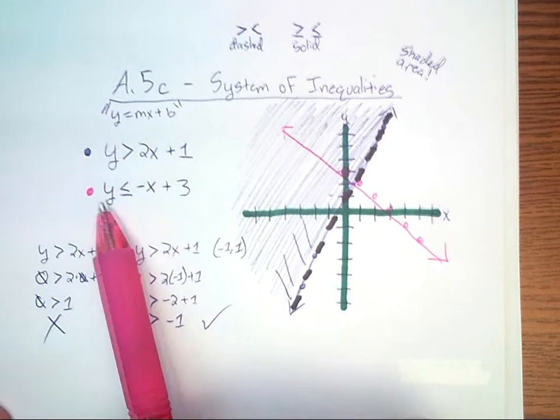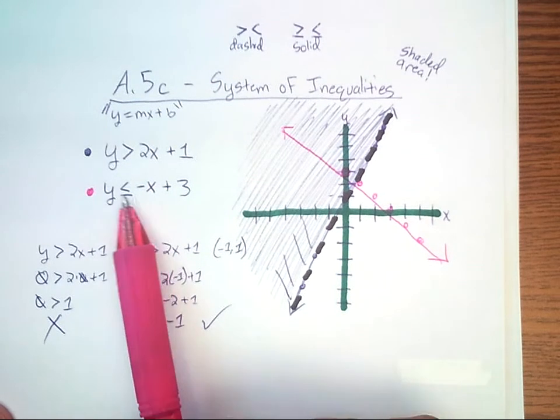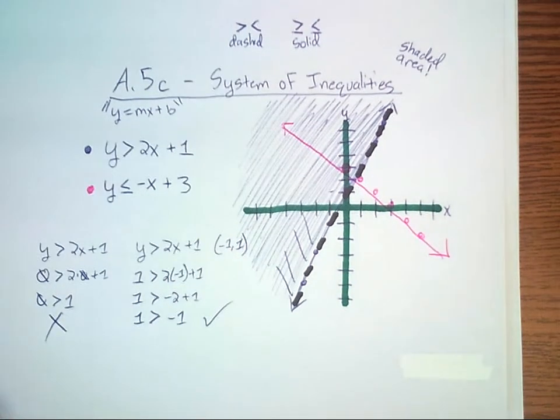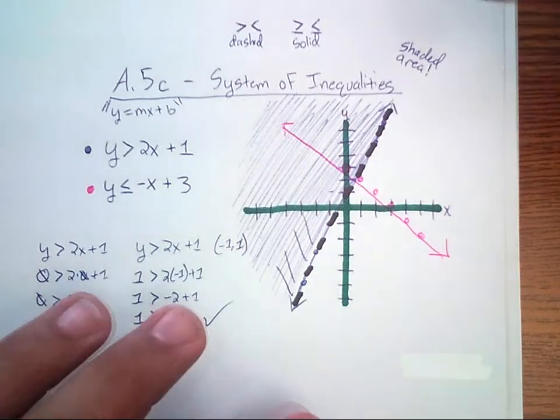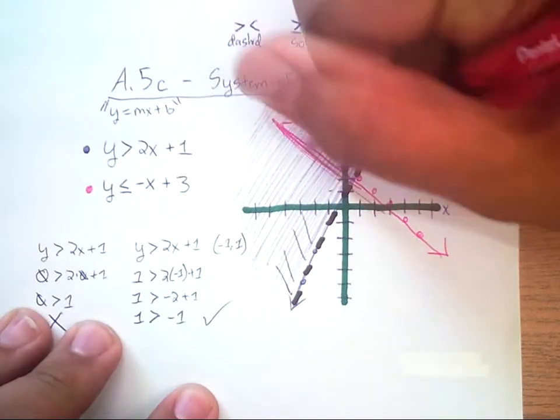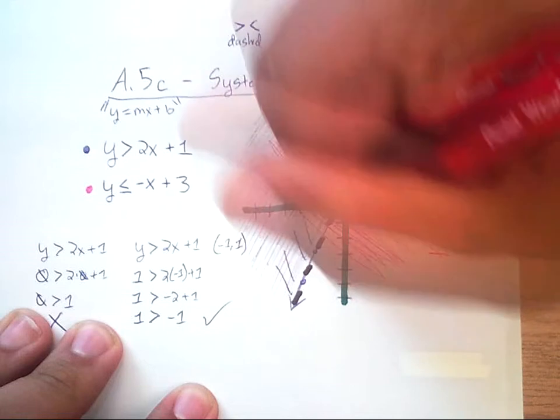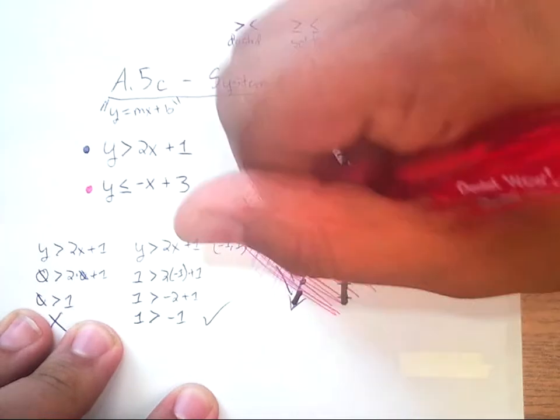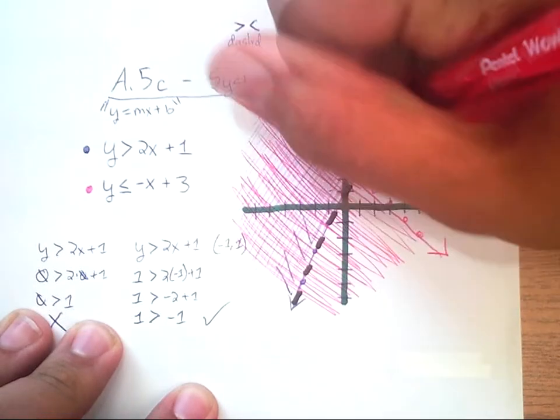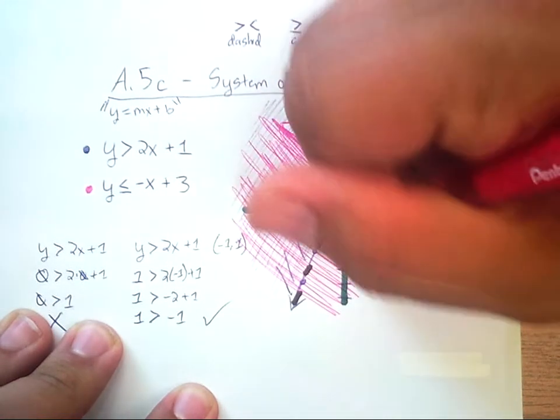Let's do the pink one. Pink one says y is less than or equal to the line. So less than, below. So we're going to go ahead and shade below the line. Some really good shading job, I know. It's exactly why I went to college. Really worked on my art skills, I swear.